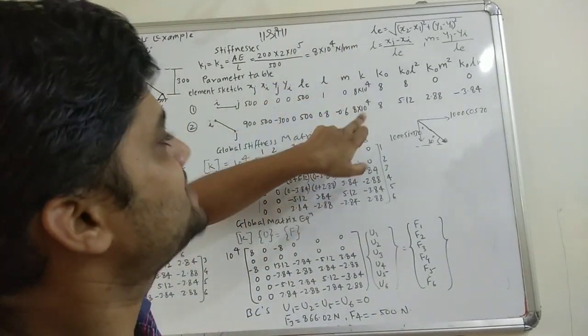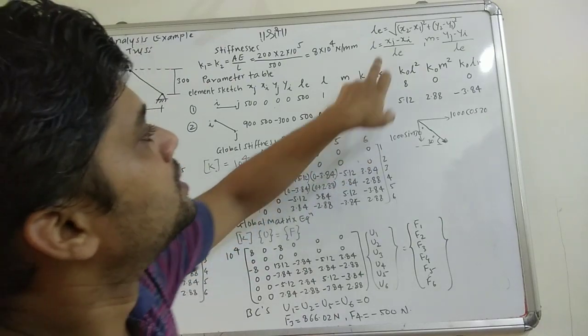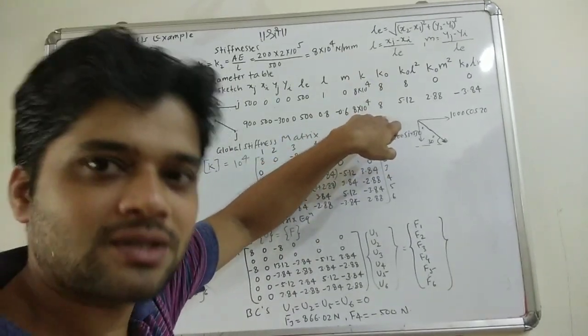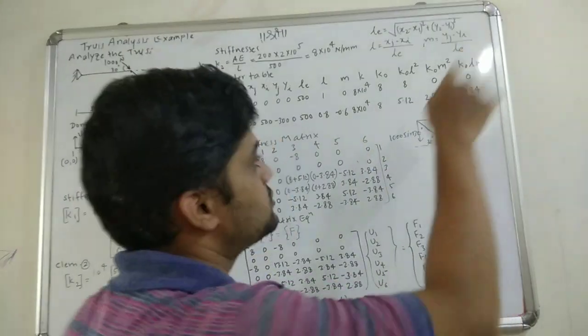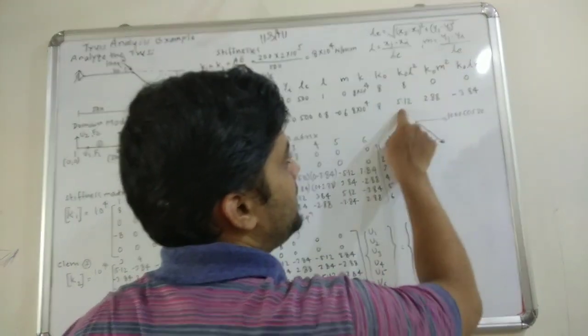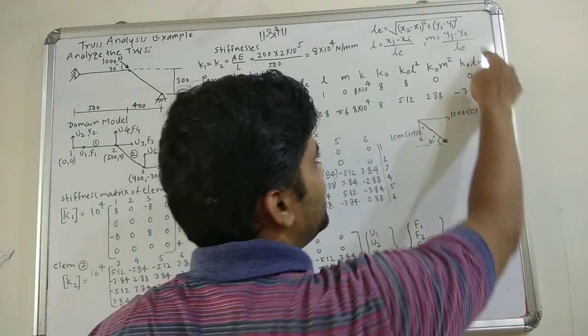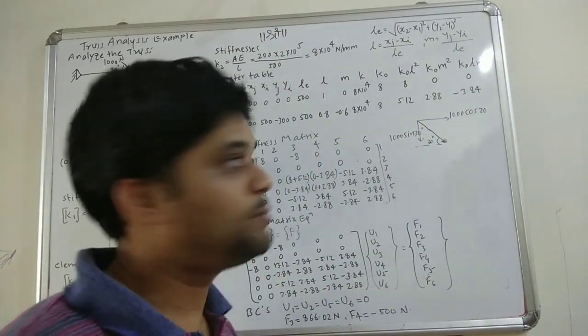K is again the same, 8 into 10 raised to 4. The uncommon factor K0 remains the same, 8, and we just multiply 8 inside the matrix. So it comes out to be K0 L square 5.12, K0 M square 2.88, K0 LM minus 3.84.